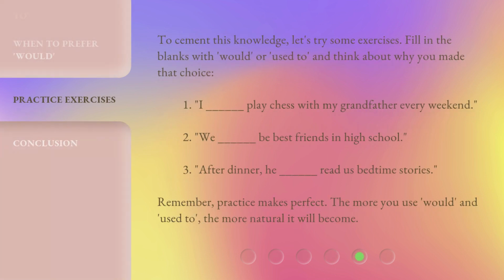To cement this knowledge, let's try some exercises. Fill in the blanks with would or used to, and think about why you made that choice. 1. I blank play chess with my grandfather every weekend. 2. We blank be best friends in high school. 3. After dinner, he blank read us bedtime stories. Remember, practice makes perfect. The more you use would and used to, the more natural it will become.